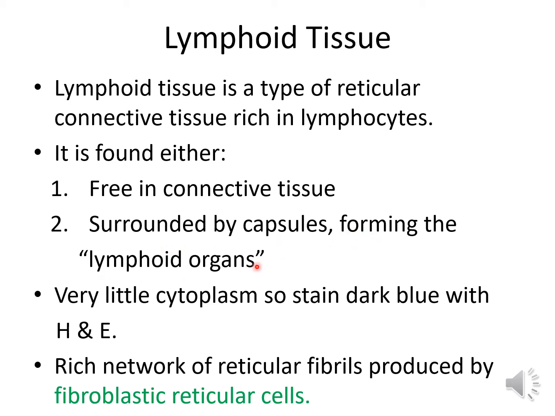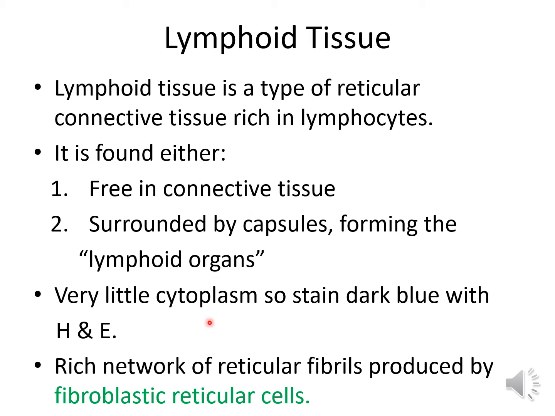So actually when we say the term lymphoid organs, it means we are talking about a collection of lymphocytes surrounded by connective tissue. Those lymphocytes which are present in the connective tissue in the free form means that they are dispersed in between the connective tissue, which is loose connective tissue, and they don't have any proper covering.